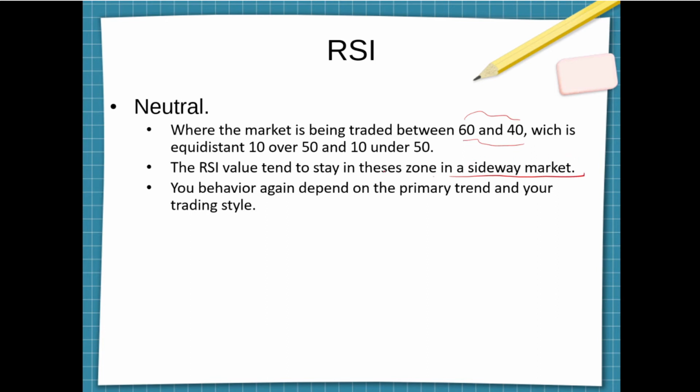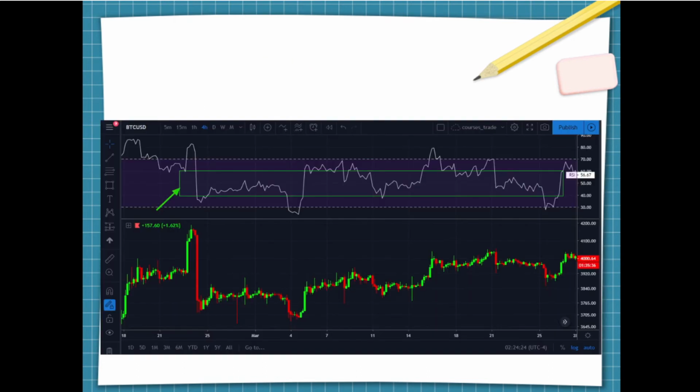Okay, usually your behavior depends on the primary trend and your trading style. So you can have a neutral in a bullish market, where there is a way to behave, and then you can have a neutral in a bearish market, and there's another way to behave too. See that? All these, we're going to use them in correlation with many different indicators in part 3, so that you can increase the odds of winning your trades.